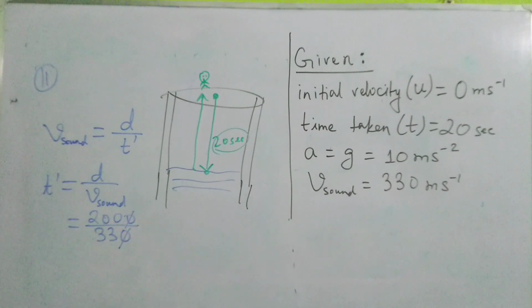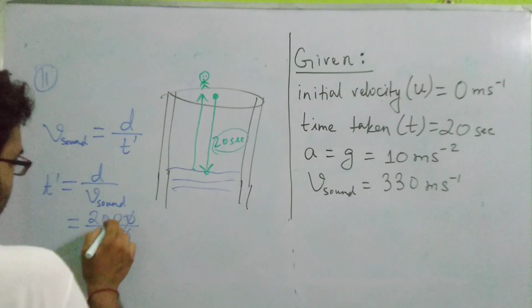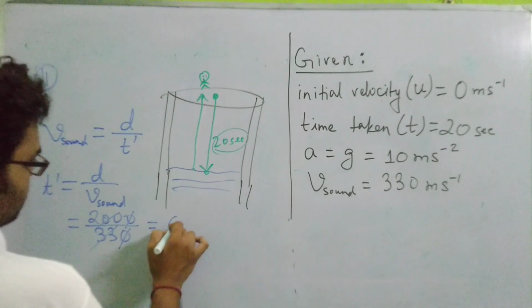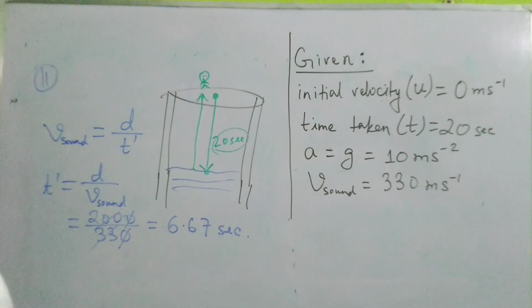So the zeros cancel out and this turns out to be 200 by 33, I think. Okay, how much will it come out? It will be a recurring decimal, so this will be something like 6.67 seconds. Fine. So initially the stone took 20 seconds to reach the water surface.